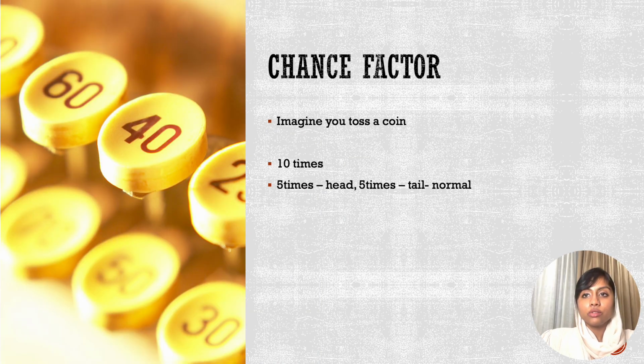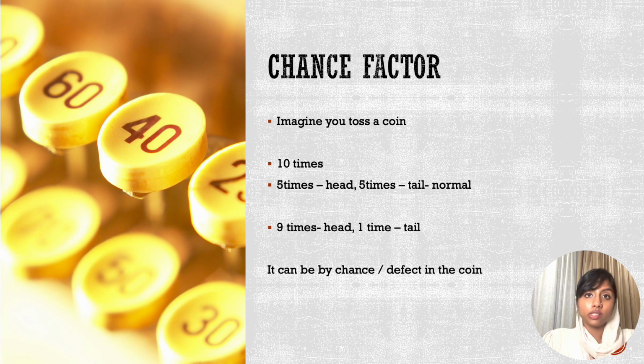Imagine that you toss a coin and you get 5 times head and 5 times tail. That's just normal. Consider that you got 9 times head and 1 time tail. Can it be due to chance? Yes, it can be due to chance. But can it be because of a defect in the coin structure which has resulted in head turning up 9 times? Yes, it can be. So the chance factor is something that we need to avoid to establish an association.